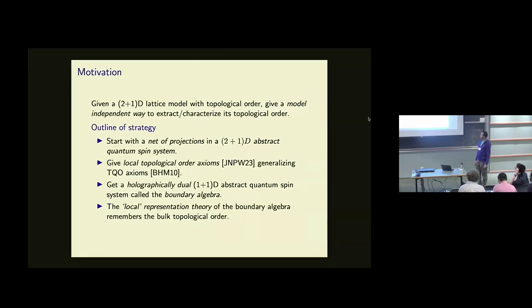Okay, what's our motivation? Given a 2 plus 1D lattice model, so all the lattice models that we study, if you have one in your hand, you know how to calculate what the topological order is. But I'm a mathematician, and what I want is a model-independent way to extract the topological order. No matter what you give me, I do the same thing, out pops the topological order. Just a machine that you put in.